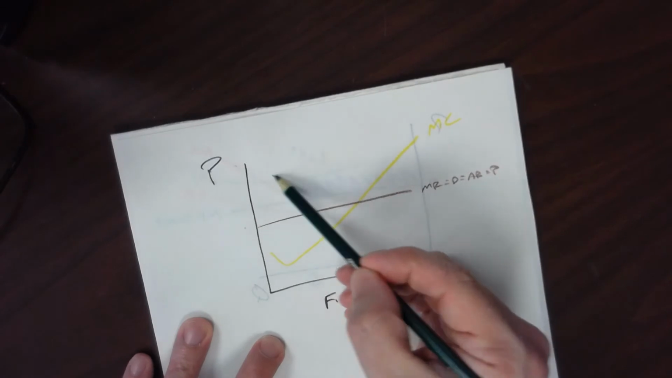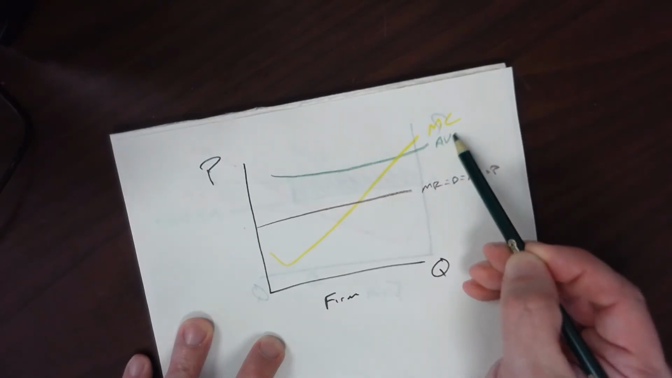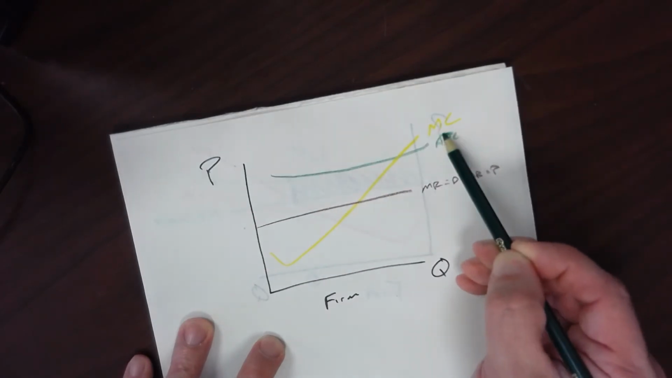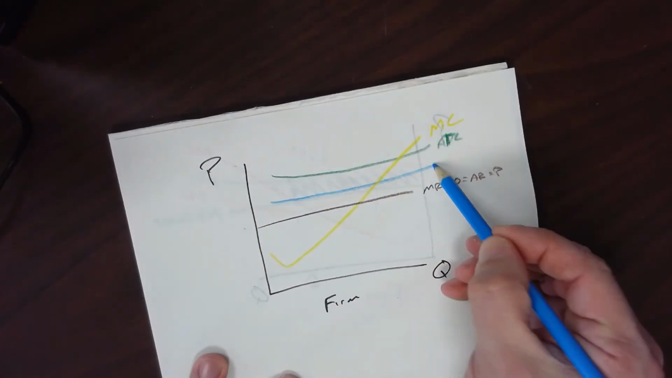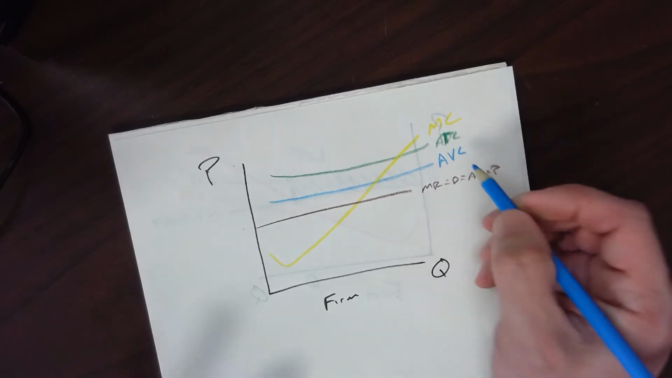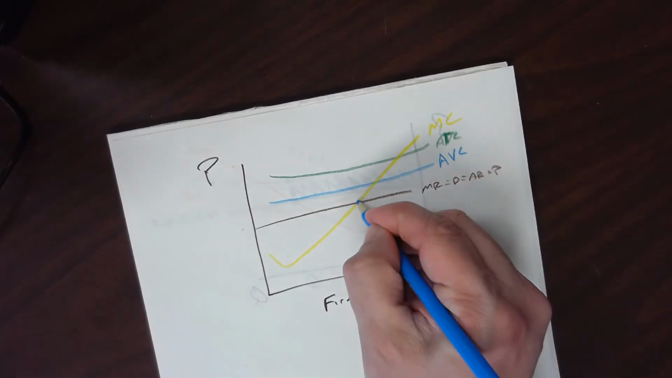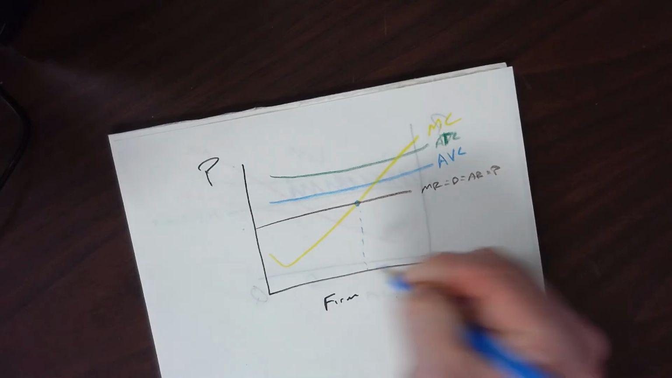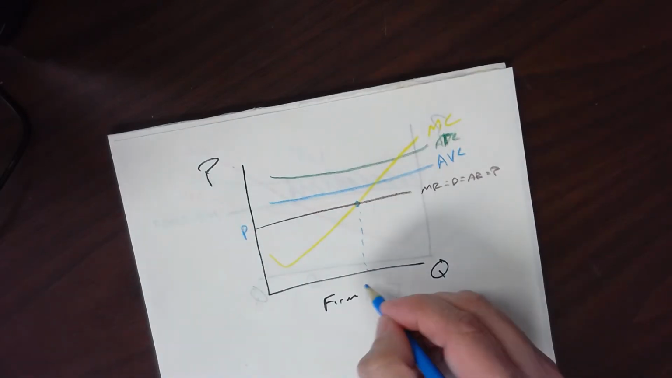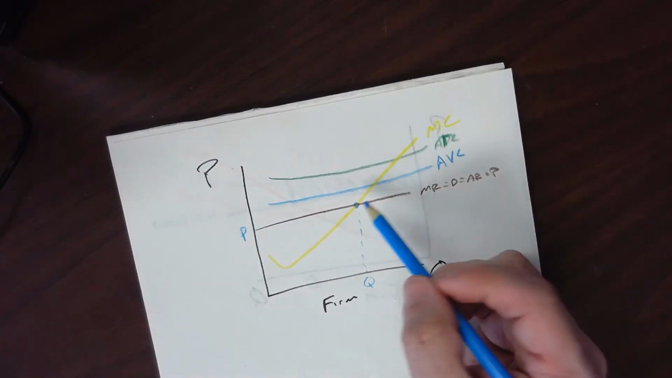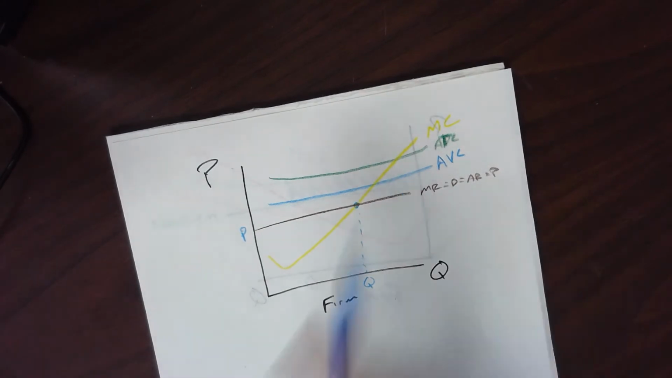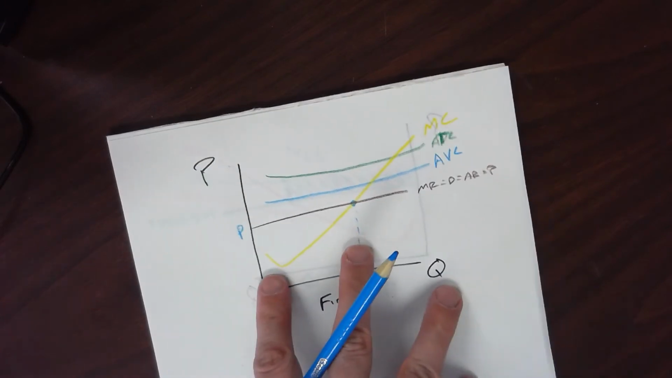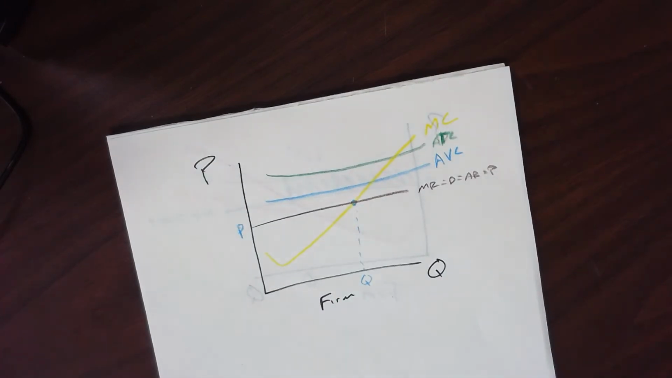And in this situation, your average total cost and your average variable cost would be above where MR equals MC. And because you're not even covering your variable costs, you're losing all that money. That means you would want to shut down. You do not want to remain open in this situation.